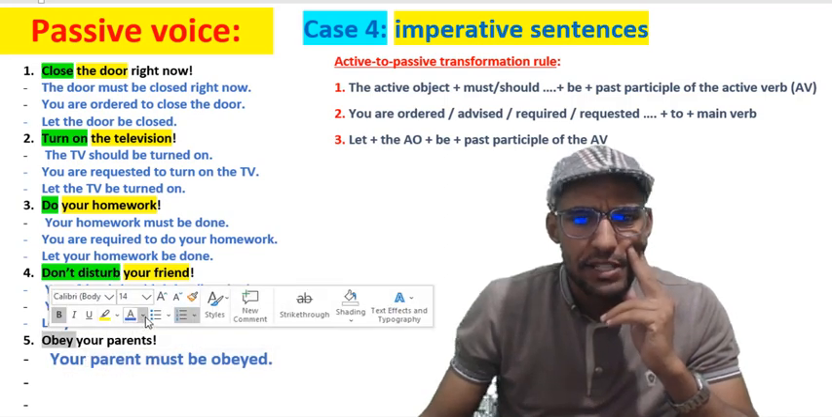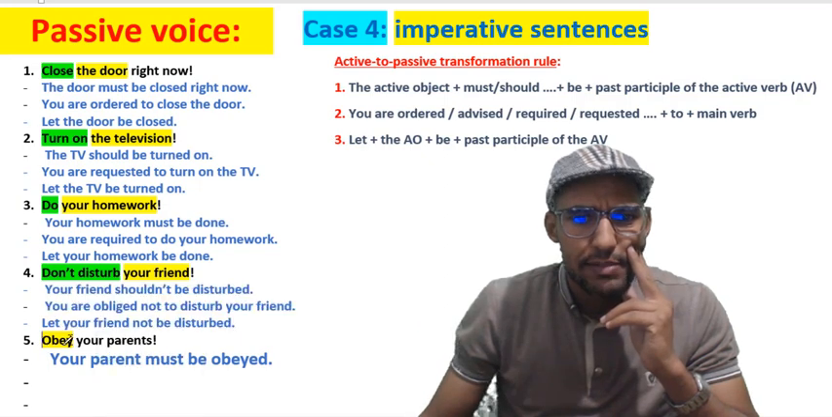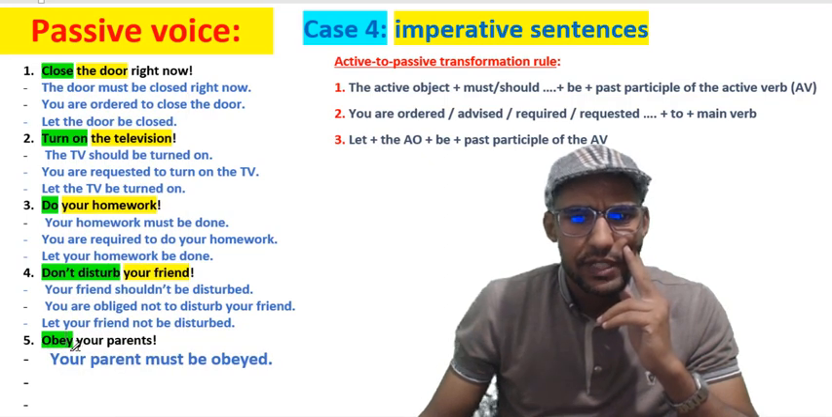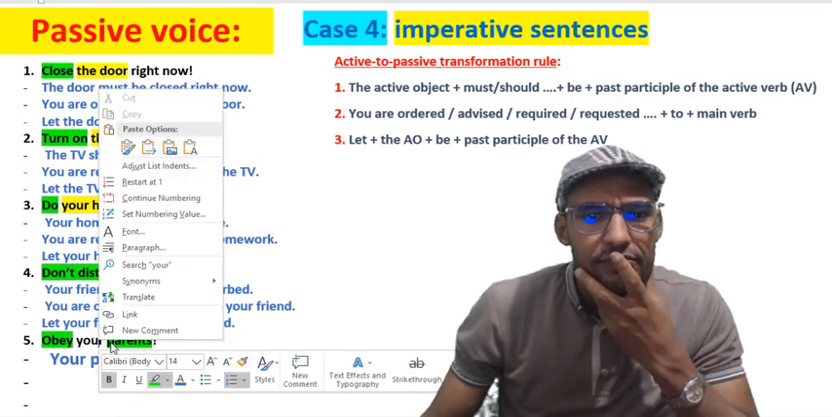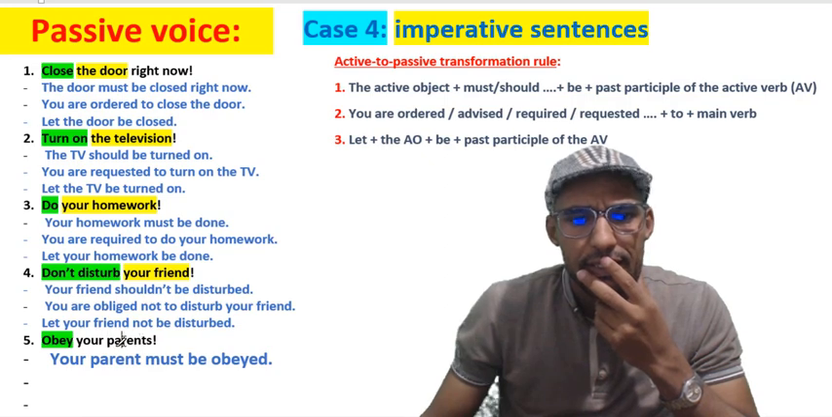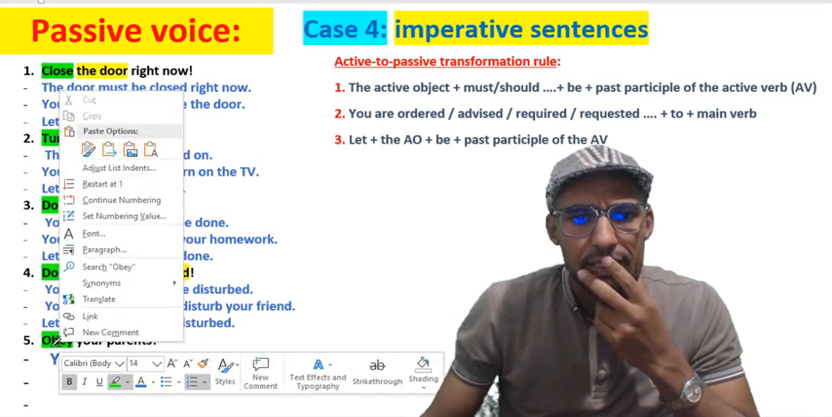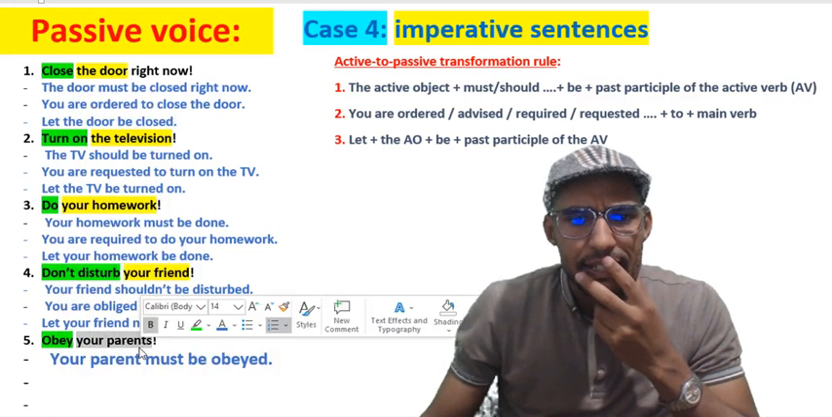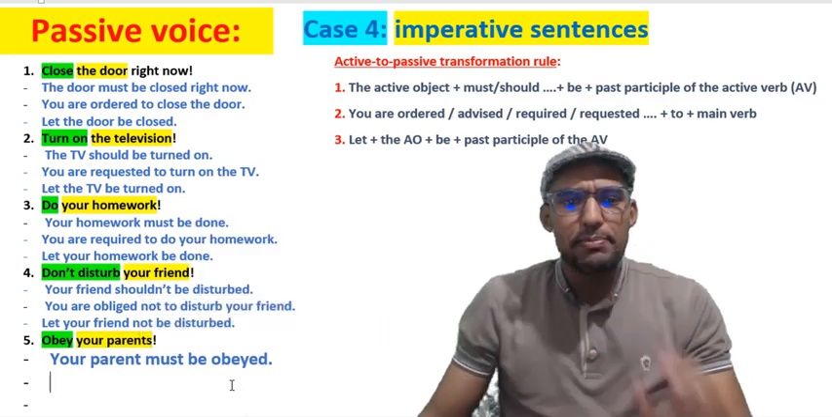Here again is a verb as usual, guys. Sorry, we usually mark the verb with green. And the next one, guys, your parents would be, sorry. All right. Okay, so let's mark your parents here, which is the active object, in yellow as usual. Okay, your parents must be obeyed.